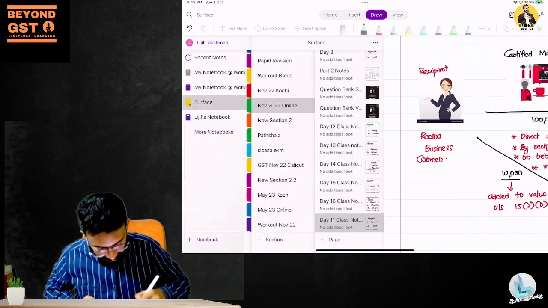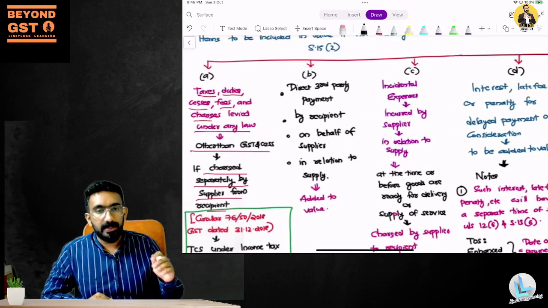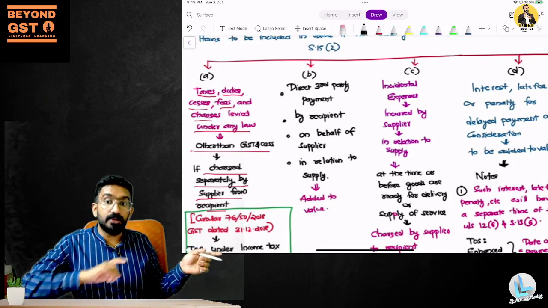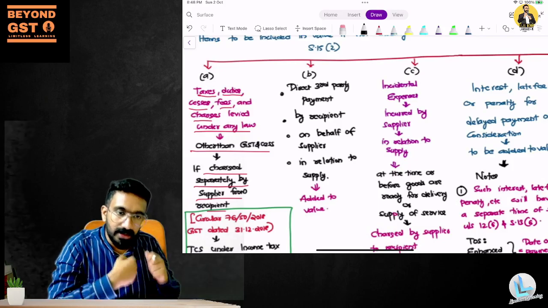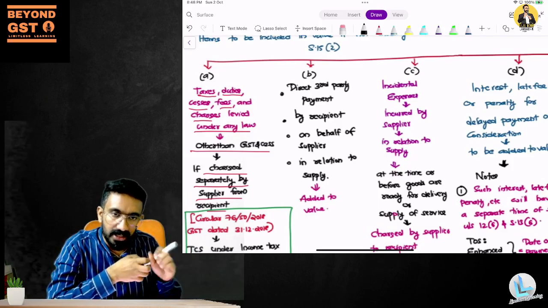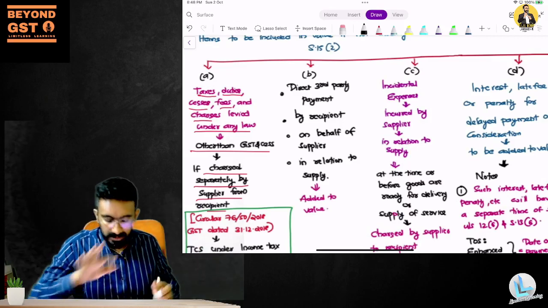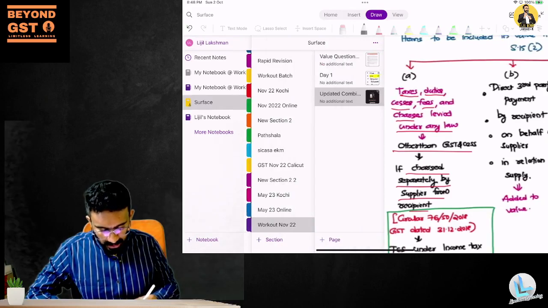What does 15 subsection 2 clause B say? Direct third party payment by recipient. The recipient is making payment to a third party, but on behalf of the supplier in relation to the supply. So I made a supply and the entire amount is not paid to the supplier. I paid some amount to some third party. That is also to be added to the value. Okay, so that is the understanding that you need to have.